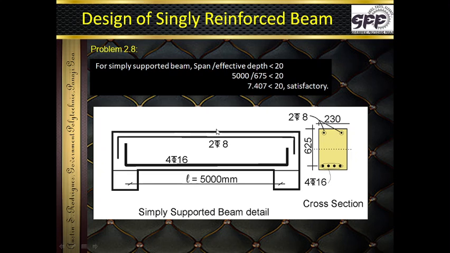So let us have a look at the cross section. The cross section appears here. The 4 bars of 16 are provided here. 2 hanger bars are provided over here. Let me tell you what exactly is the purpose of these 2 hanger bars.